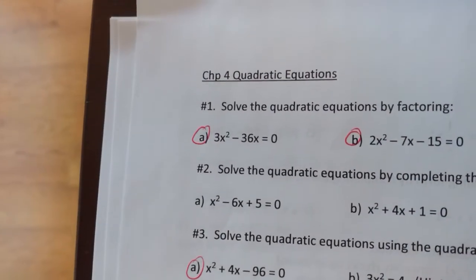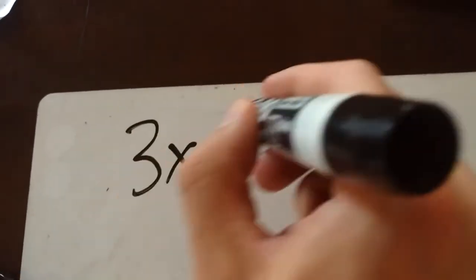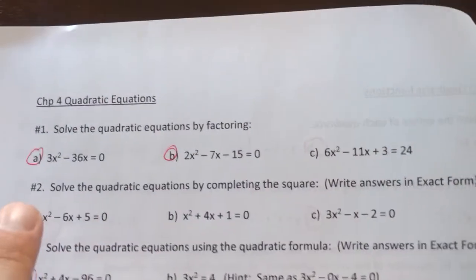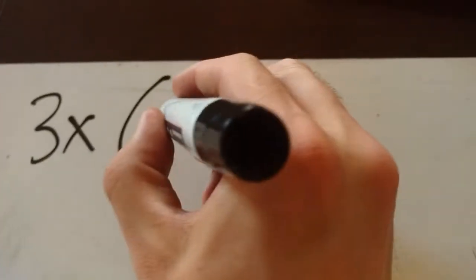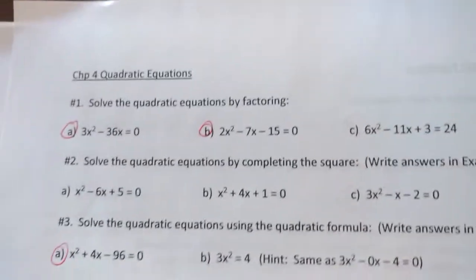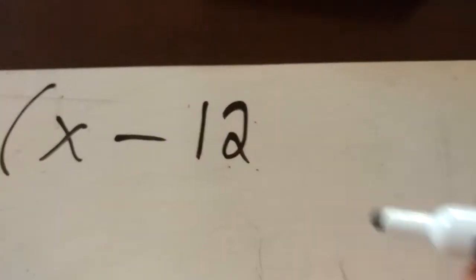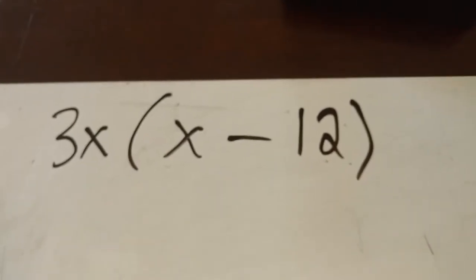Well, I can see right off the bat I can take a 3x out of both of those. So if we take a 3x out of both of those, we're going to have 3x squared divided by 3x is just going to leave us with an x, minus 36x divided by 3x is going to give us 12. That right there is all we can do to factor it.